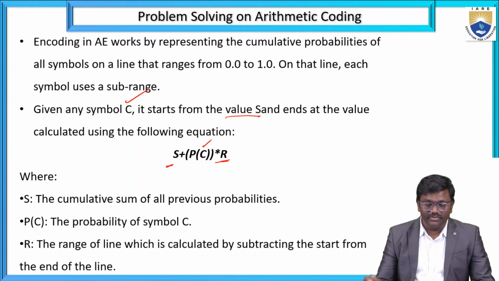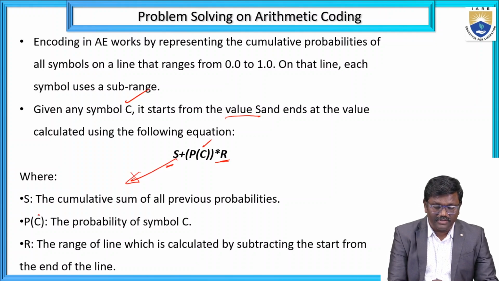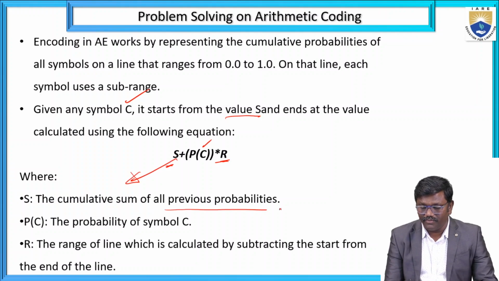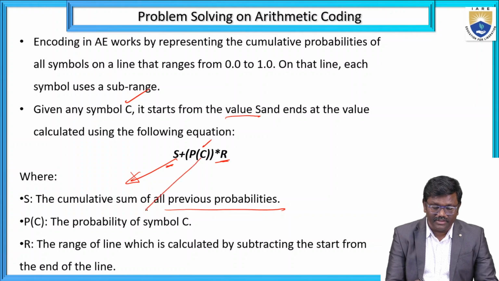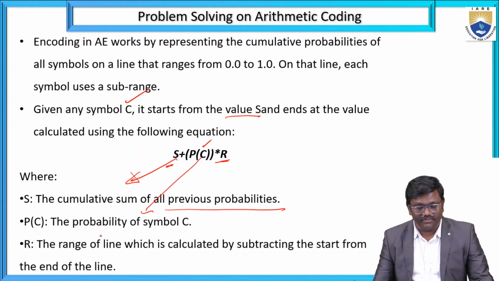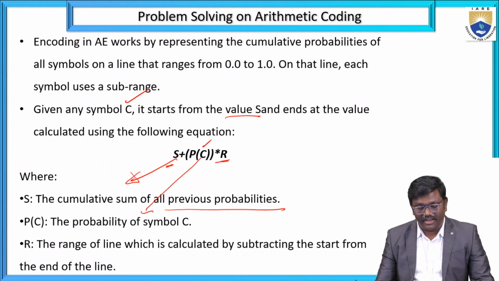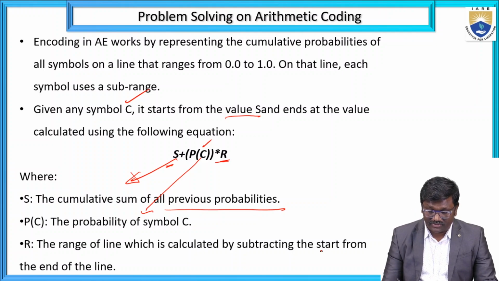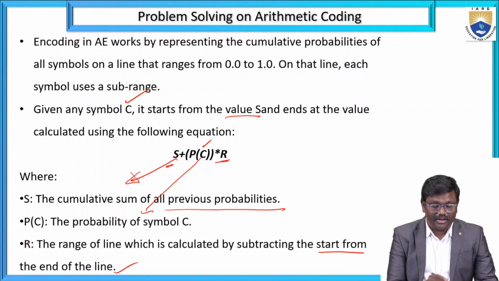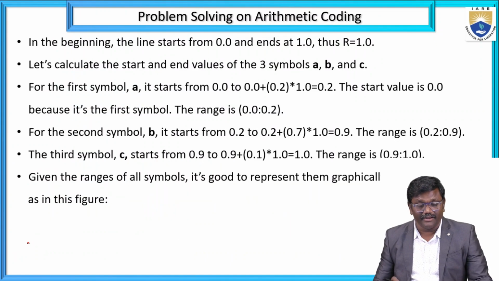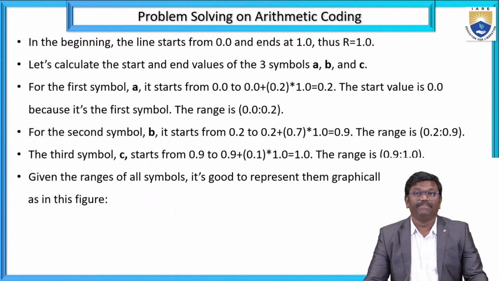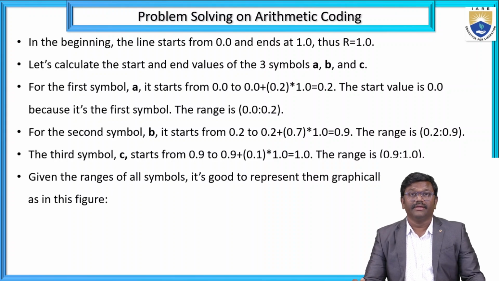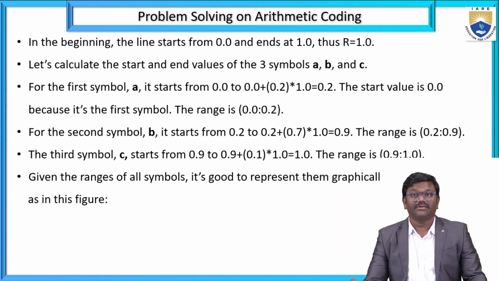S is the cumulative sum of all previous probabilities. P of C is the probability of symbol C. R is the range of the line, which is calculated by subtracting the start from the end of the line. Let me show that line in terms of how it begins and ends. In the beginning, the line starts from 0 and ends at 1, so R equals 1.